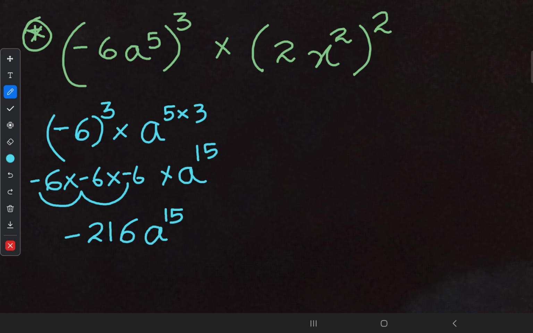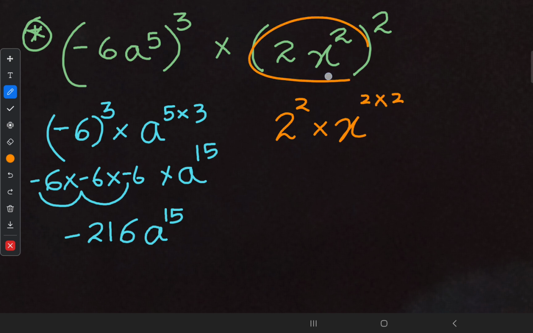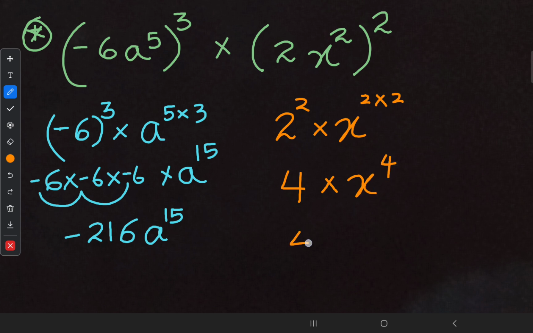When we look at our second set of expression, that one is a separate one. Let's see that one. 2 to the power of 2, which is multiplied with x to the power of 2 times 2. Okay, the base is different and the index is also different in our second case. 2 to the power of 2 means 2 twos are 4. This one should be multiplied with x to the power of 2 times 2, it should be 4. 4x to the power of 4.